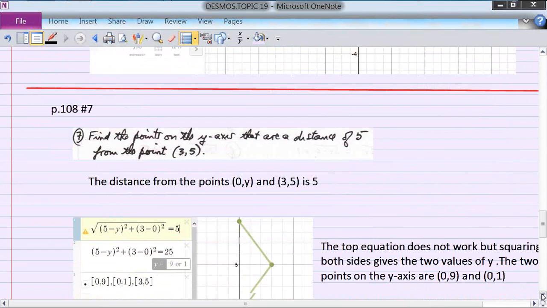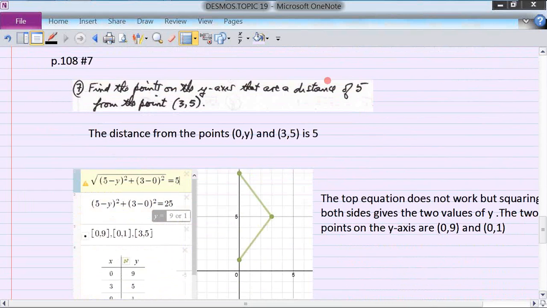Okay, find the points on the y-axis that are at a distance of 5 from the point 3, 5. So all I've done here is put this into the distance formula, and we've said 5 minus y equals 3 minus 0. Now why do we say 0? Because it lies on the y-axis where x equals 0. X equals 0 along this axis here.